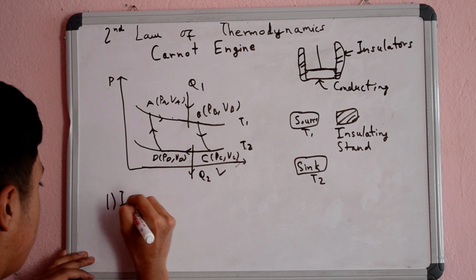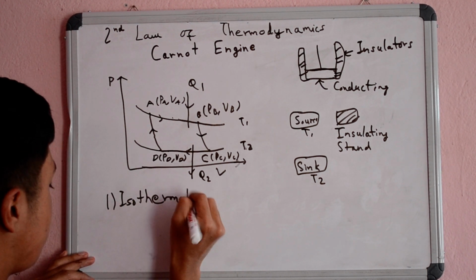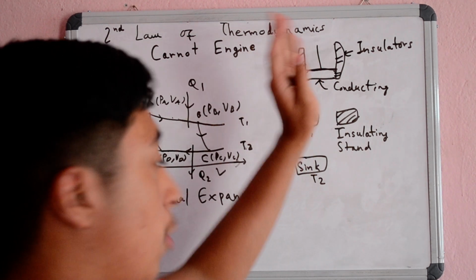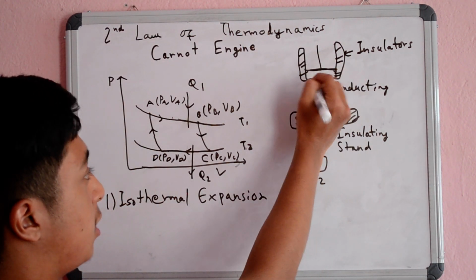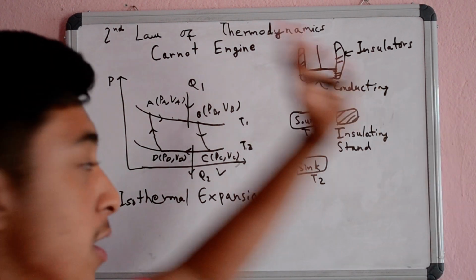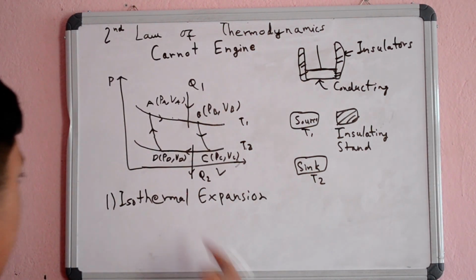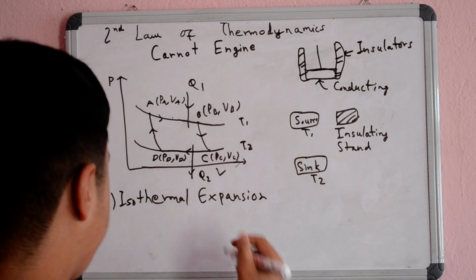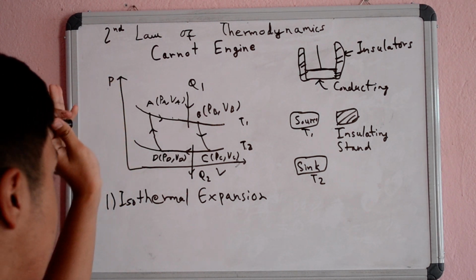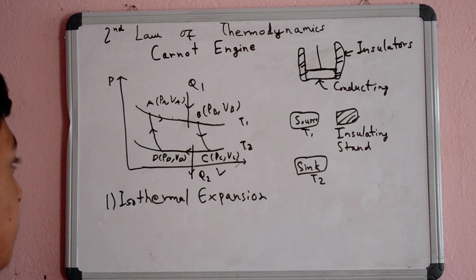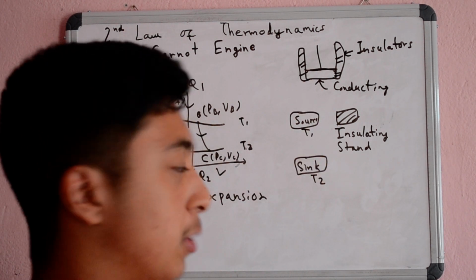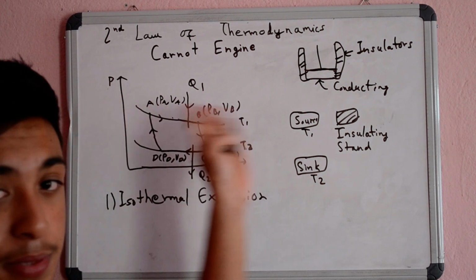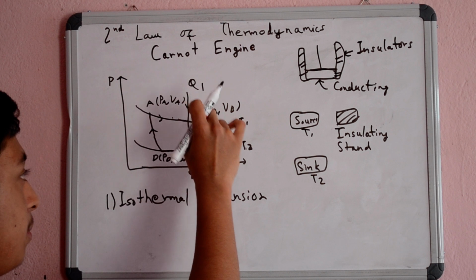First is isothermal expansion. So in this step, the system or the cylinder is kept on the source. So this part is kept on the source, and thus the ideal gas gains some energy, which is Q1. So Q1 heat is gained by the system, and here it expands isothermally. So that means that it expands keeping constant temperature at T1 of the source. So it expands from A to B, let's say, at pressure PA VA to PB VB.